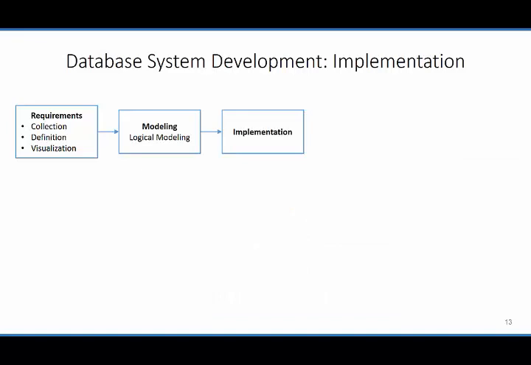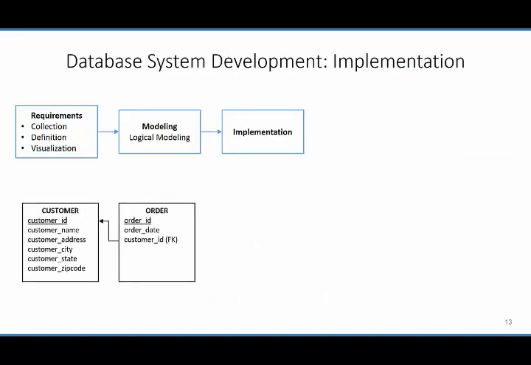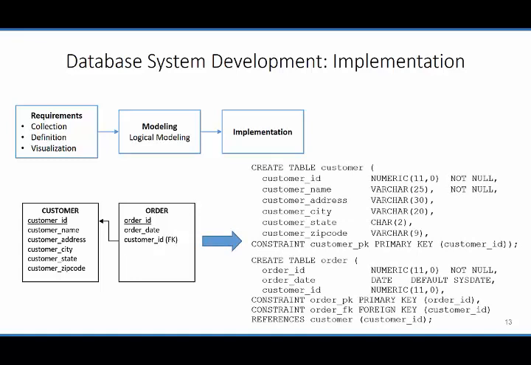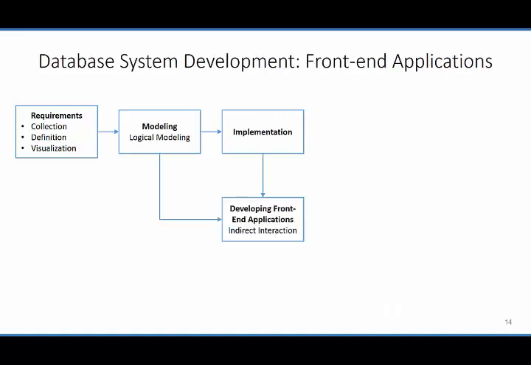After modeling, we begin implementation. So that's taking the model that we just built in the previous slide, and then we're going to actually write the code that is going to create the tables inside of our database and link the tables together using primary foreign key pairs, which we'll talk about later in this course.